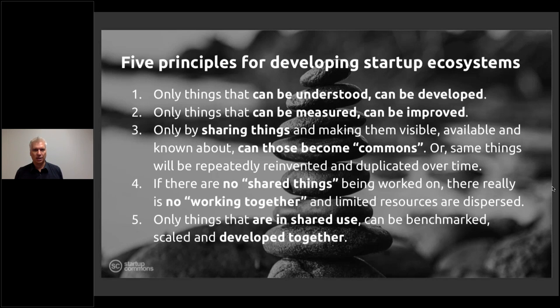3, only by sharing things and making them visible, available and known about can those become commons, aka shared things. And if they are not, then people will keep recreating the same things over and over again. The worst case, in the same ecosystem, because of the business vertical divides, they may be creating the same programs, same things repeatedly that are very much the same, using both sides' efforts, and they are almost the same, but they are not compatible, and they are paid twice, and so forth.